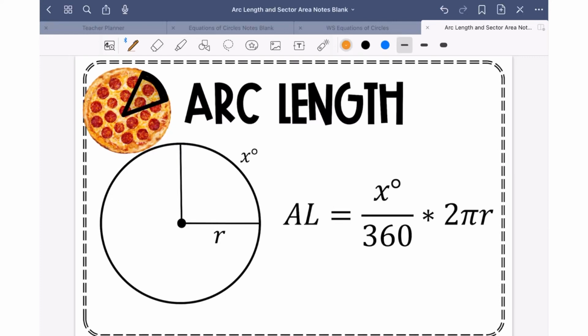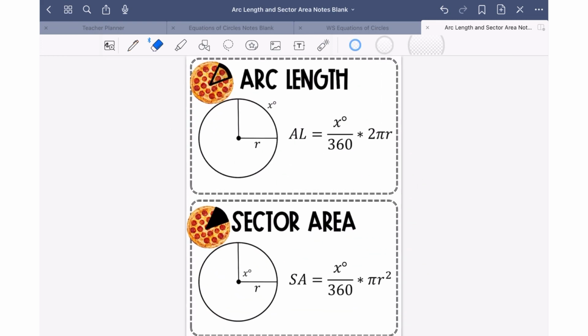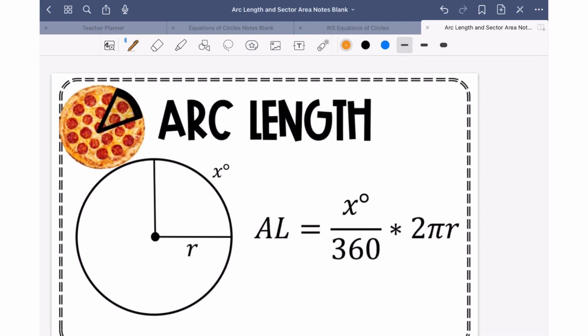Everyone, we're starting the arc length and sector area notes. We're going to start with the arc length section. These notes are made so that you can cut the paper in half right through here, so it's like a little foldable for you to open. So we're going to go across and we're going to start with arc length.